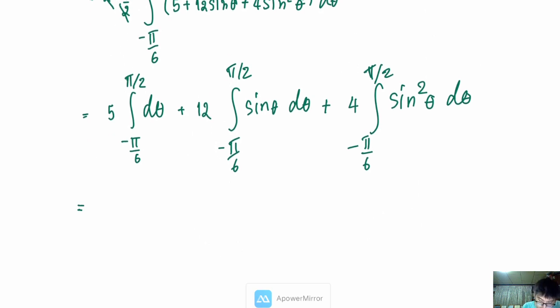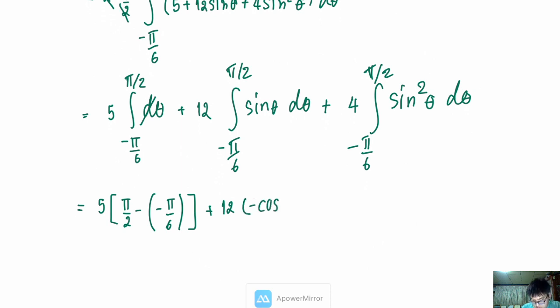And we will do next. This one, just theta, is 5 multiplied by the upper bound minus the lower bound. Don't forget the sign before the angle because it is a negative. 12 times the integral of sine theta is minus cosine of theta, from minus pi over 6 to pi over 2. Then put them in there.